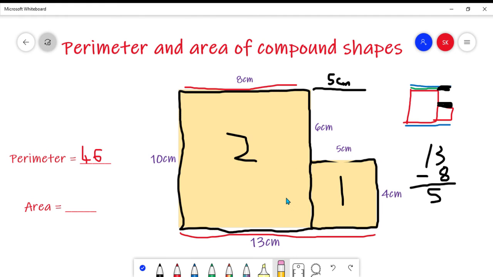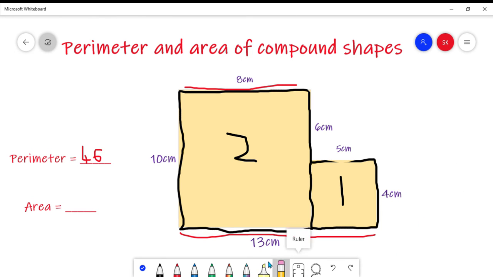So let's carry on going to work out the area, how to work out the area. Let's carry on with that. So again, as I was saying, we have to work out the area of each individual one. So shape 1 is the small one.